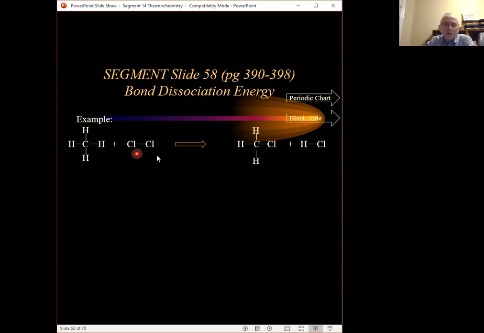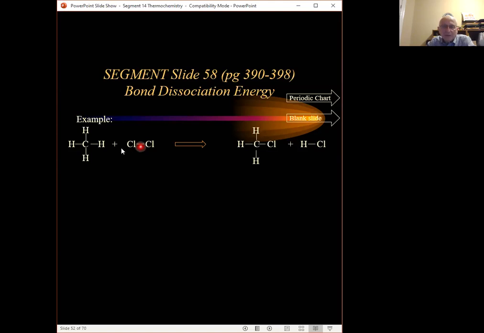Here's CH4 and chlorine. And CH4 has 4 carbon to hydrogen single bonds. Chlorine has a chlorine to chlorine single bond. I've not shown lone pairs. There would be 3 pairs of lone pairs of electrons around each chlorine if we had all of them shown. But if I carry out the reaction, and we do this, it's an industrial process, they do chlorination.